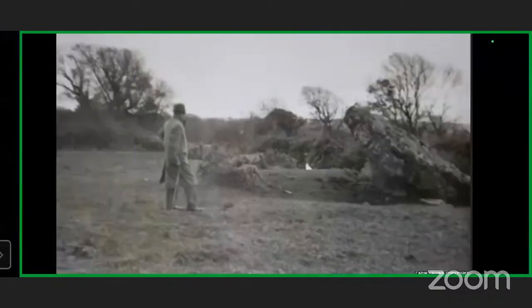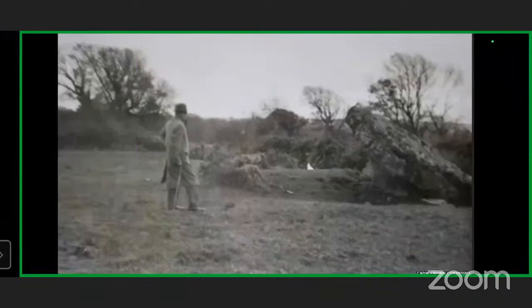Now, this stone is really, really interesting. This is actually known as the Stanton Stone. This is actually a burial chamber. But if you can see the top, the capstone is lying on the ground. And guess what? It's still like that today.